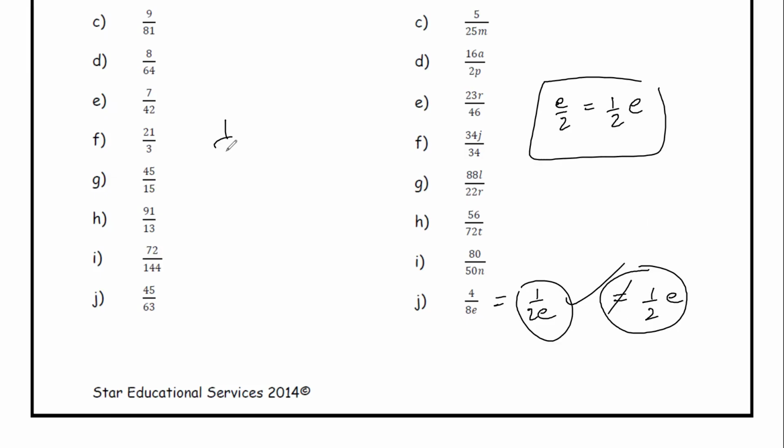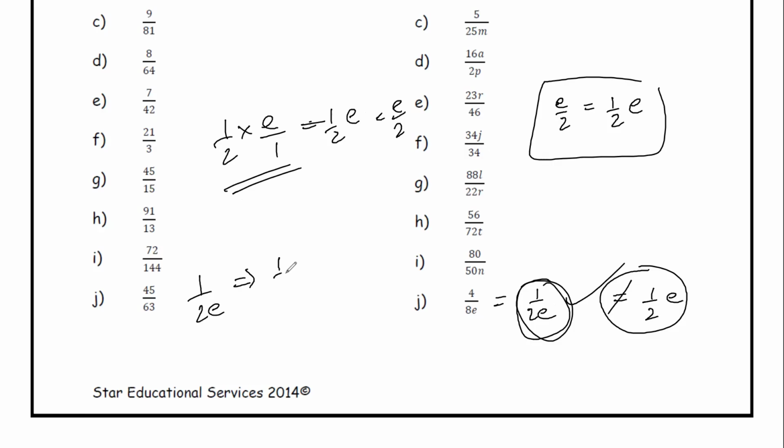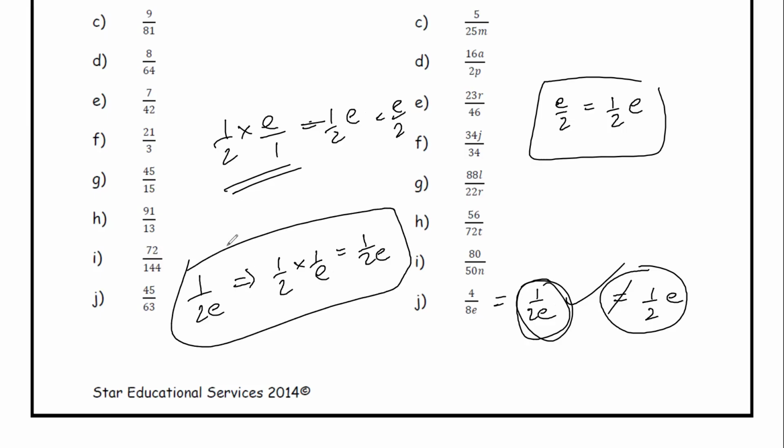So half e is half times e. So half times e upon 1, like that. So that is half e, or simply e upon 2. So 1 upon 2e. How else can you write 1 upon 2e? It can be written as half times 1 by e. Half times 1 by e is 1 upon 2e. Got it? So understand the difference.